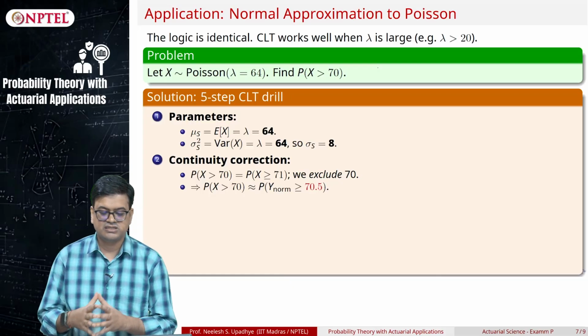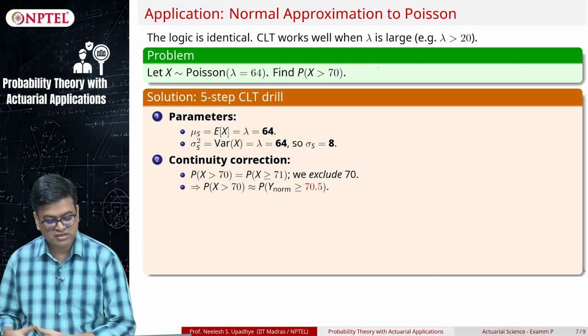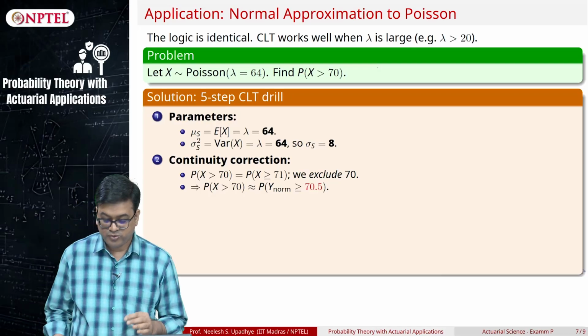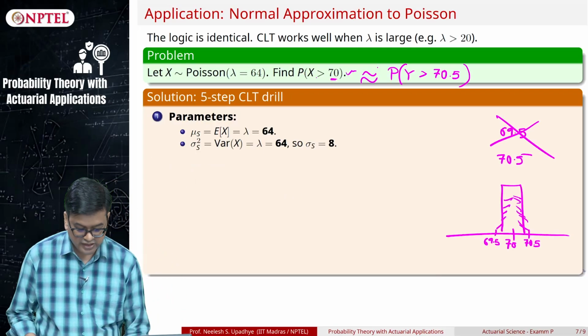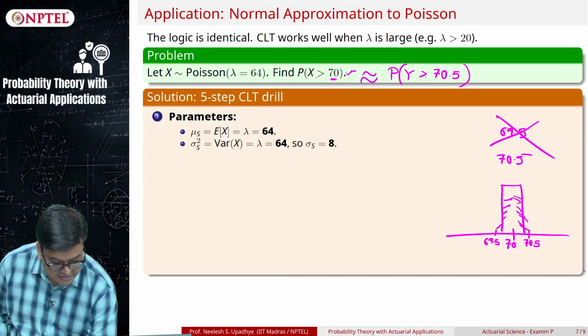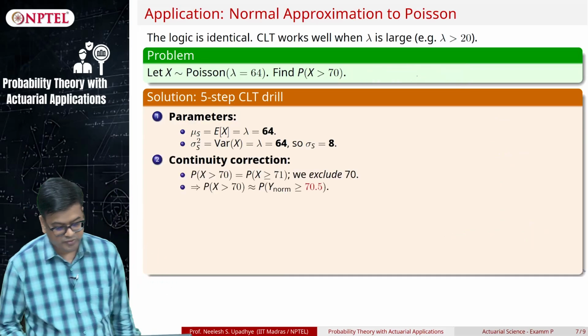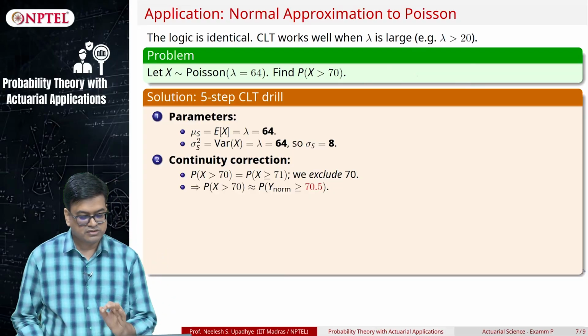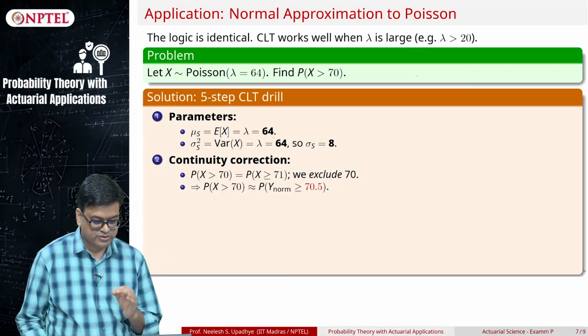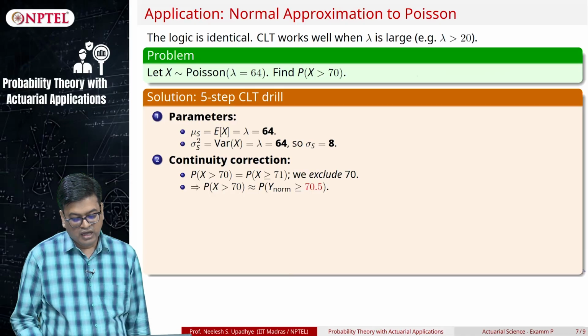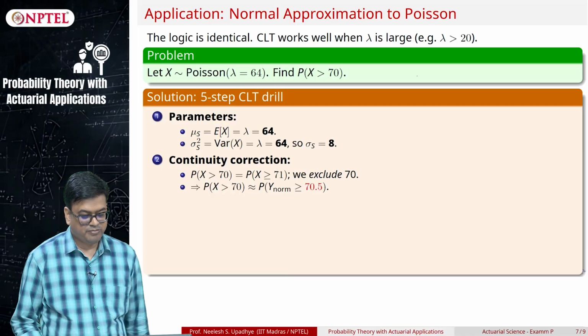Your Y norm is going to be greater than or equal to 70.5, right. So, I missed that equality step which I am putting now, it is greater than or equal to 70.5. So, this continuity correction you apply and then you calculate the probabilities.